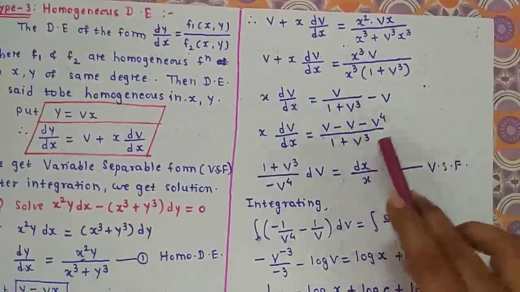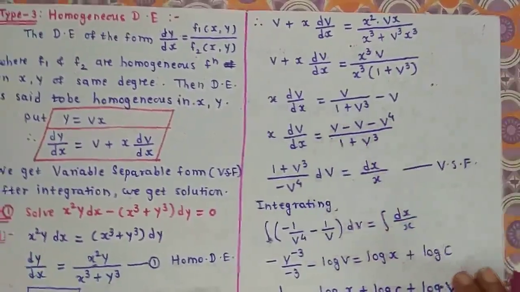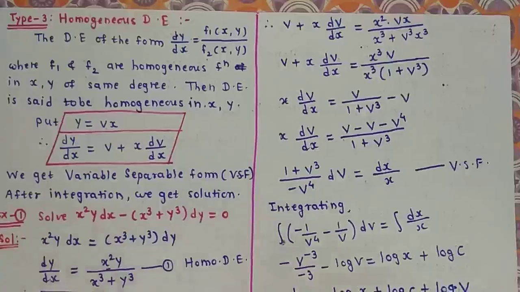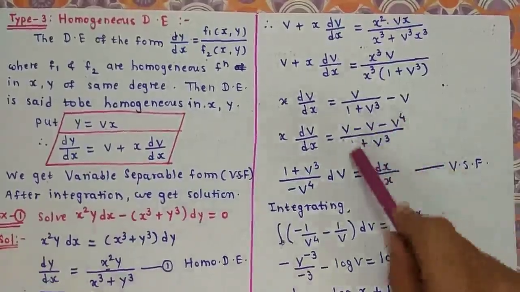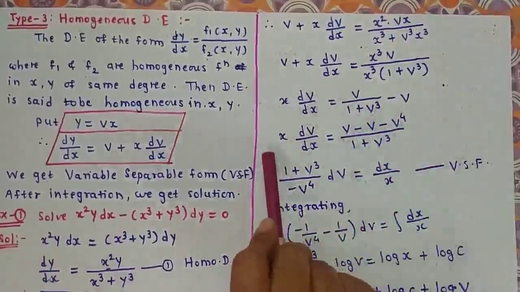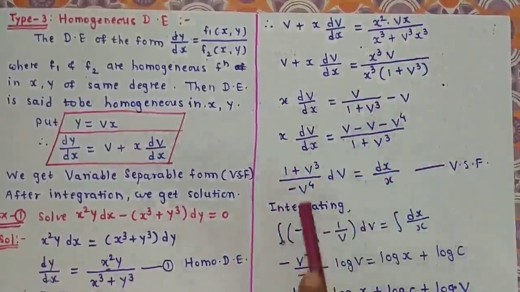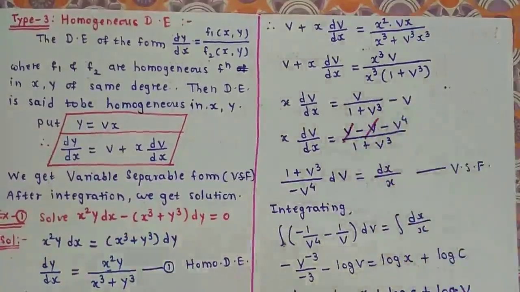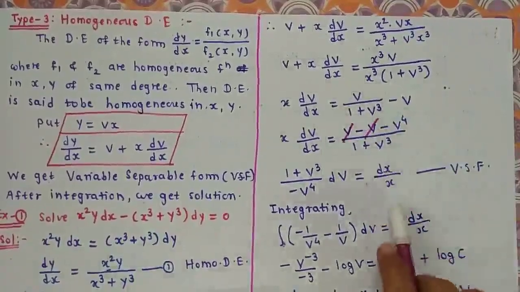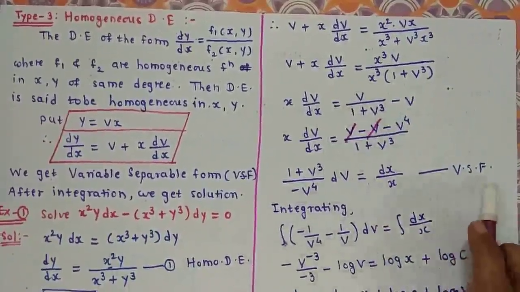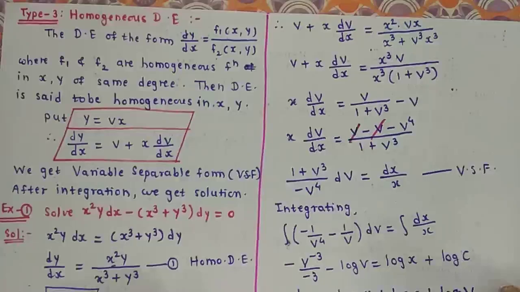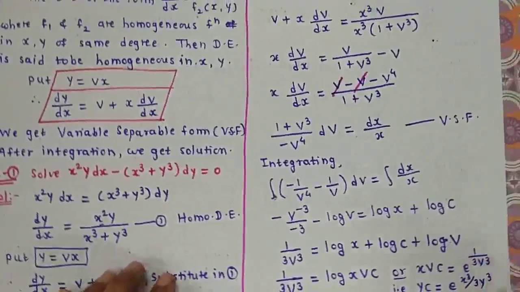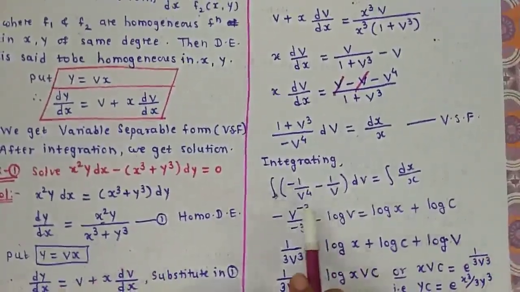Now we separate variables, meaning we collect terms of v and dv together, and also terms of x and dx together, right? That's why we shift these terms of v to the left side, and we get (1 plus v cube) upon minus v to the power 4 into dv equals dx upon x. Now if you observe, this is nothing but the variable separable form, and in the previous lecture I explained how to find the solution of variable separable form, right? So just by integrating we get its solution.